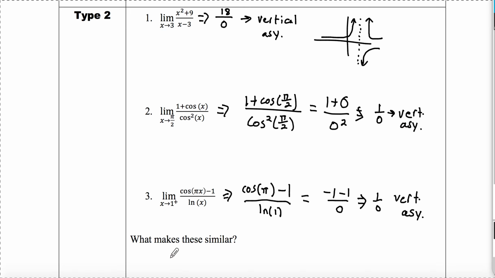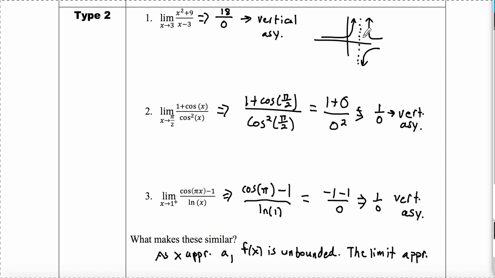So what makes these things similar? As x approaches a, that limit point, f of x is unbounded. That's our giveaway. We're trying to divide by 0, if you will. And so what we can say, if we think about the way vertical asymptotes work, right, is the limit approaches infinity, negative infinity, or does not exist.